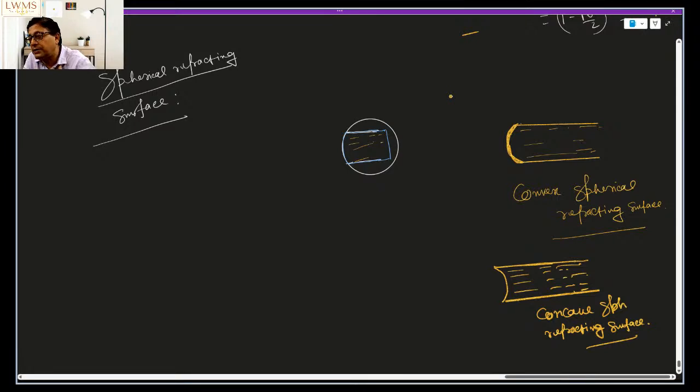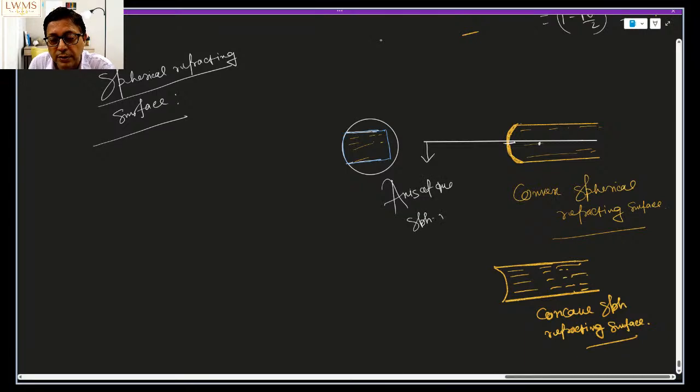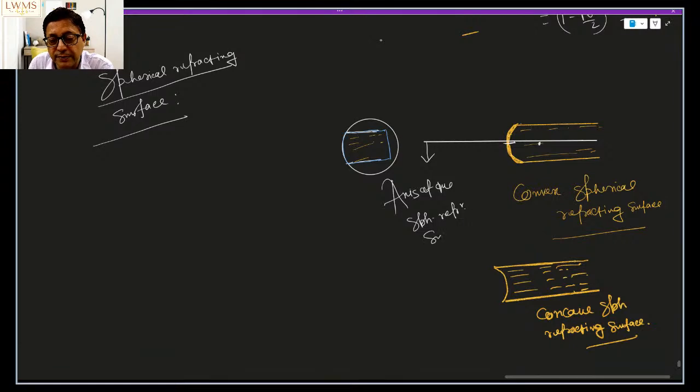Both are parts of a sphere, so a geometric center can be taken here, and this is the pole. I mean, this is the midway. Just join. This is going to be the axis of the spherical refracting surface. Clear? And here the center will lie here. Then you will be getting the principal axis.